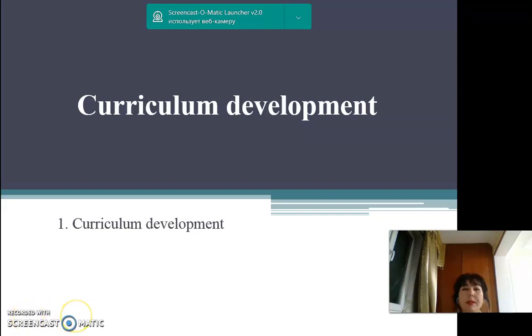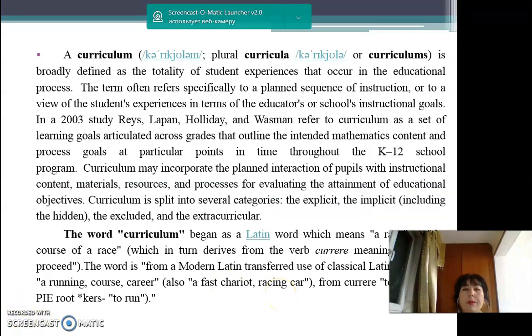Good day, dear students. Today's lecture's topic is curriculum development. A curriculum, plural curricula or curriculums, is broadly defined as the totality of student experiences that occur in the educational process. The term often refers specifically to a planned sequence of instruction or to a view of the student's experiences in the terms of the educator's or school's instructional goals.